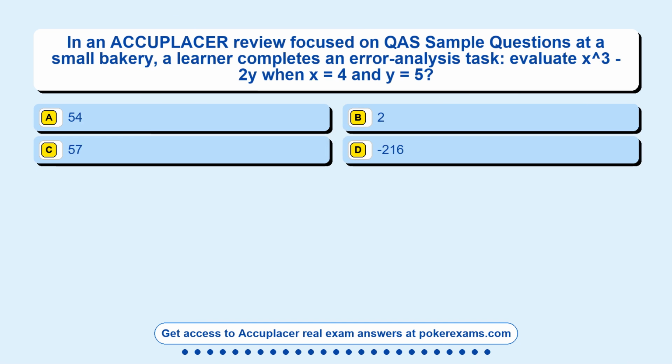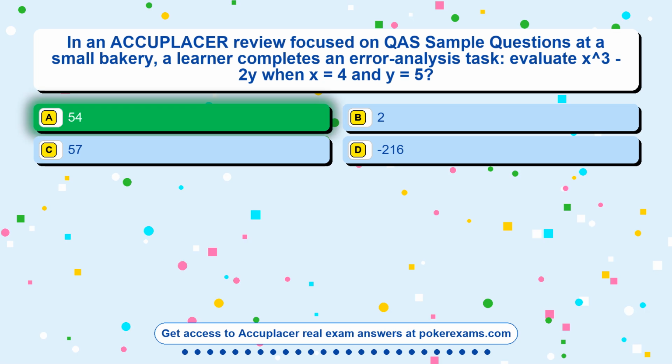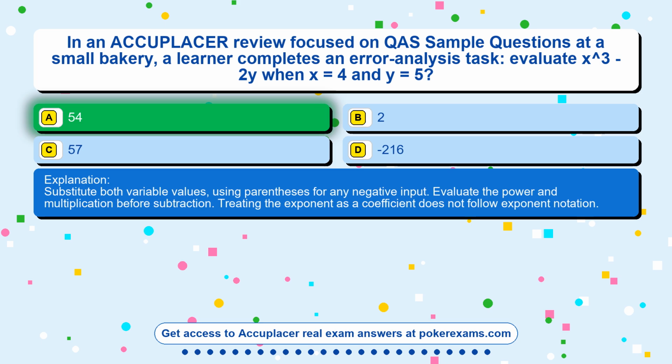Question 2. In an ACCUPLACER review focused on QAS sample questions at a small bakery, a learner completes an error-analysis task. Evaluate x^3 minus 2y when x equals 4 and y equals 5. Option A, 54. Option B, 2. Option C, 57. Option D, minus 216. The correct answer is option A, 54. Substitute both variable values, using parentheses for any negative input. Evaluate the power and multiplication before subtraction. Treating the exponent as a coefficient does not follow exponent notation.